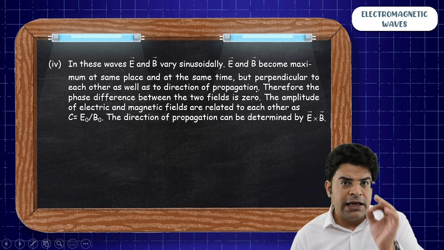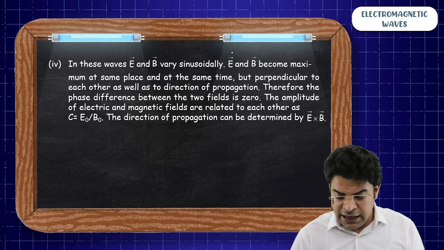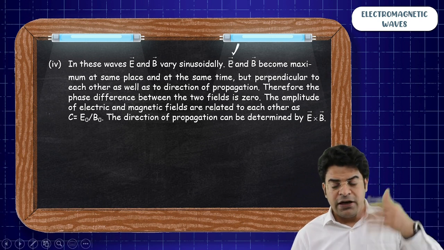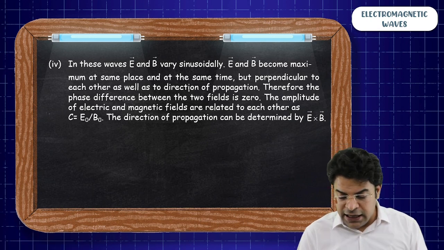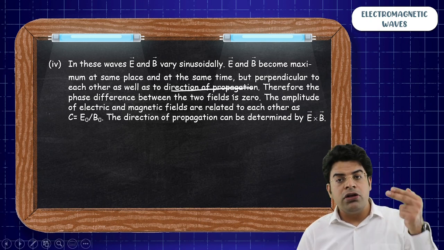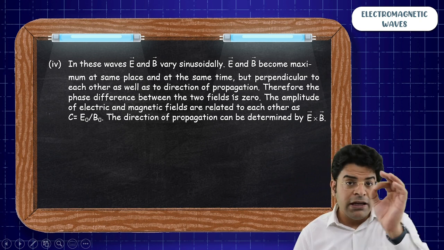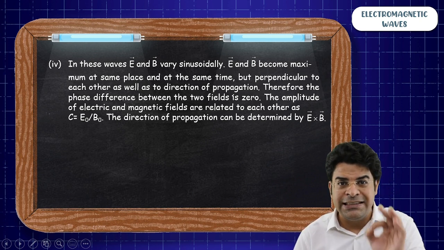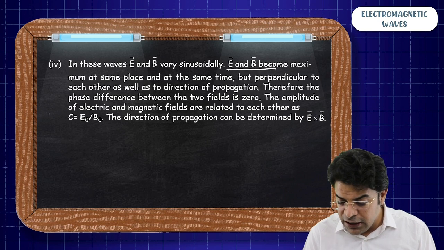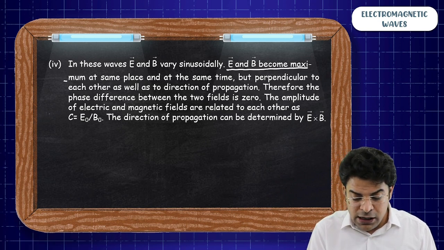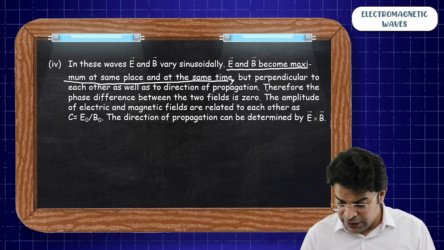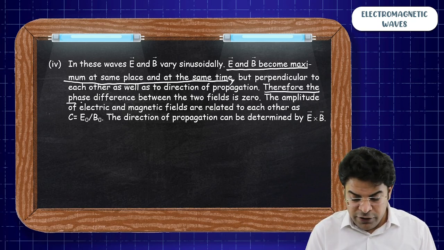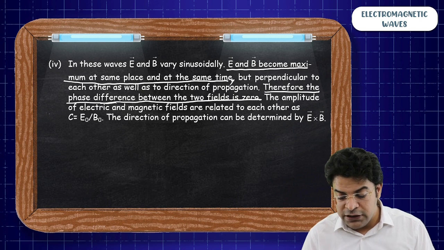So when the EM wave propagates, the direction of variation of electric field, the direction of variation of magnetic field, and the direction of propagation, all three are mutually perpendicular. But the important point I'm trying to emphasize here is this. Electric field and magnetic field become maximum at the same place at the same time. Now, next thing. Therefore, the phase difference between the two fields is zero.